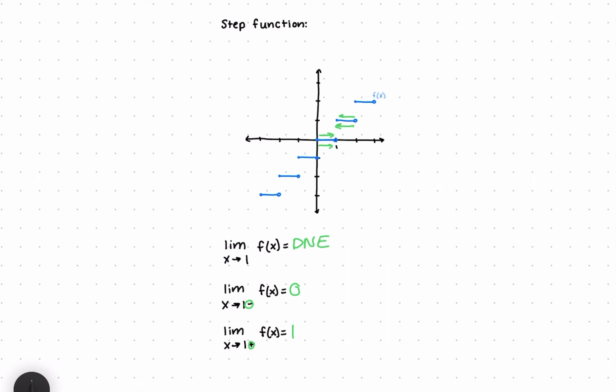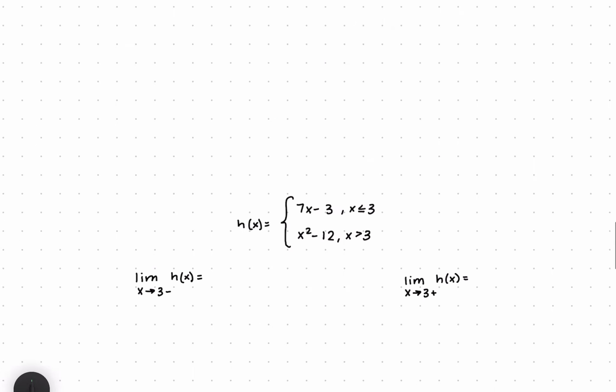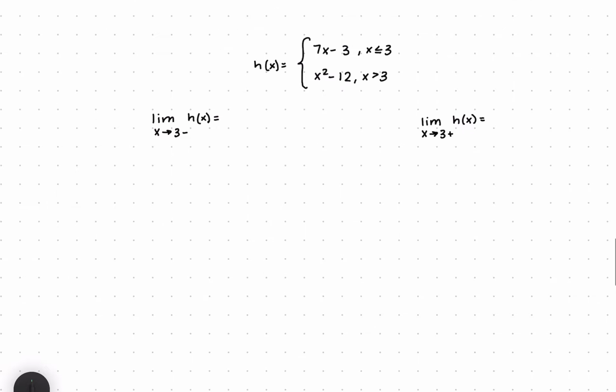Now let's take a look at another example, kind of like this, except now instead of having the graph, we have the piecewise function defined for h of x. So the first limit we will evaluate is the limit as x approaches 3 from the left. Again, you can tell this by the minus for this function h of x.